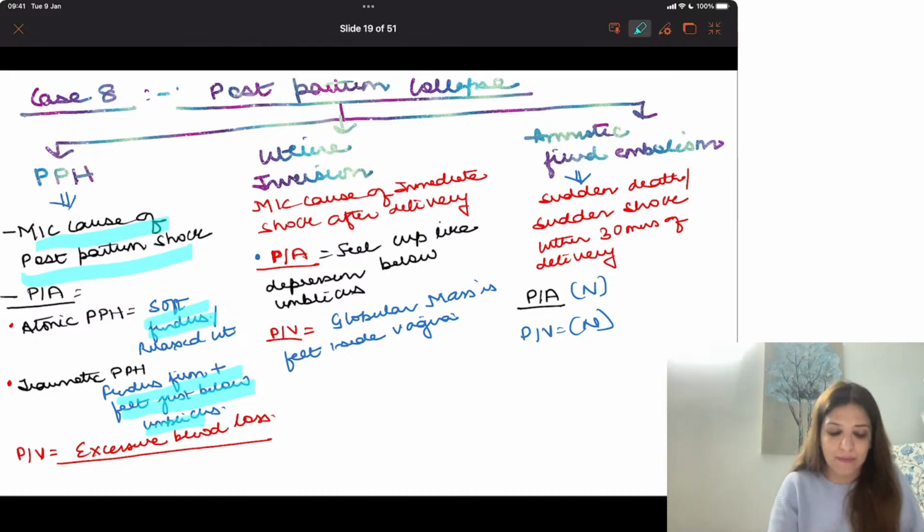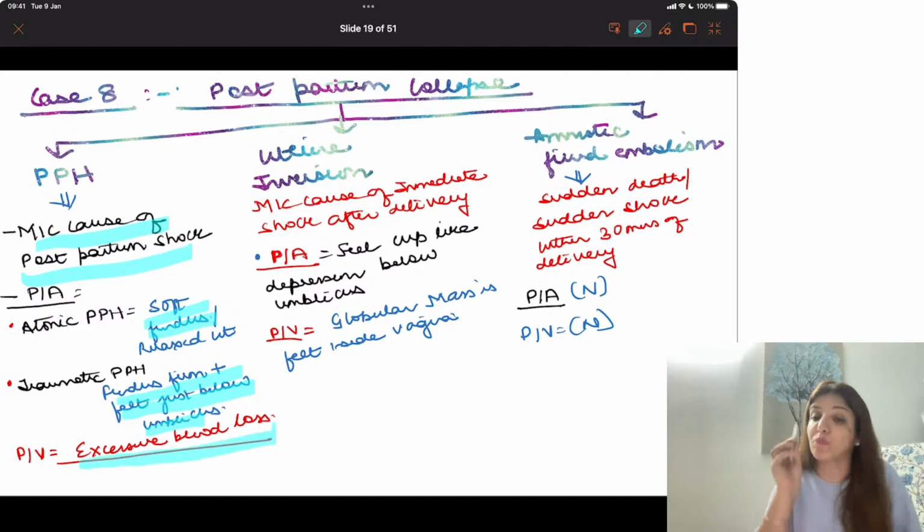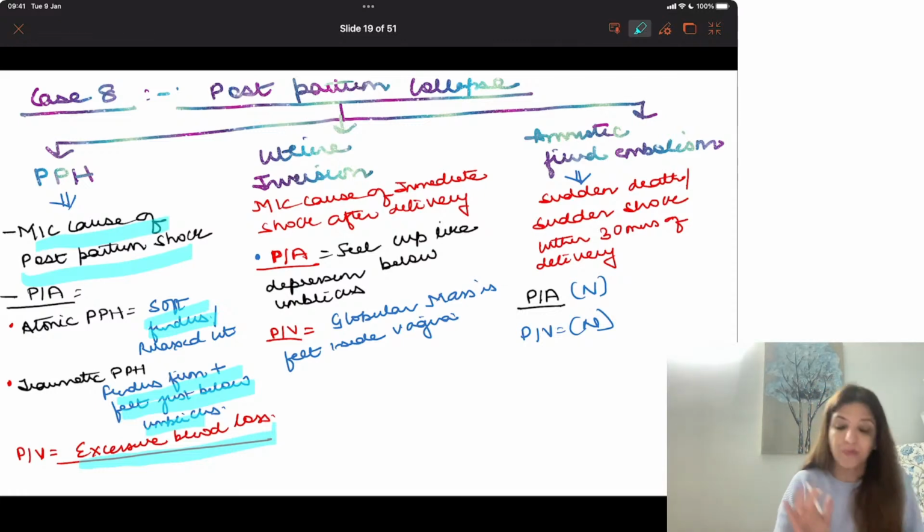On per vaginal examination, there is going to be excessive blood loss. So the question is typically going to say that excessive blood loss was present. Everything about PPH you already know. Now, the other reason for postpartum collapse could be uterine inversion. Please remember, uterine inversion is the most common cause of immediate shock after delivery. So, if your question says that a female goes into shock immediately after delivery, you should think about uterine inversion.